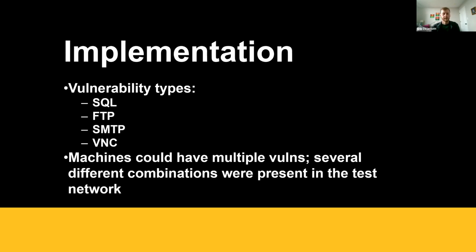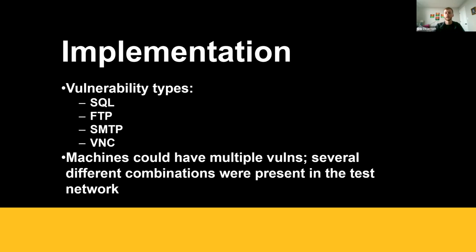Like Connor talked about, we had a few different types of vulnerability, and these had to be hard-coded in, which works, but is maybe not ideal. And machines could have different combinations of vulnerabilities. It's not like each machine only had one. But again, Connor's talked about that.